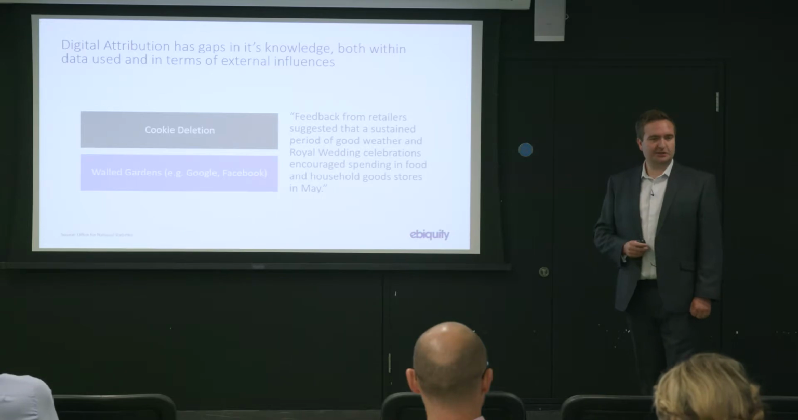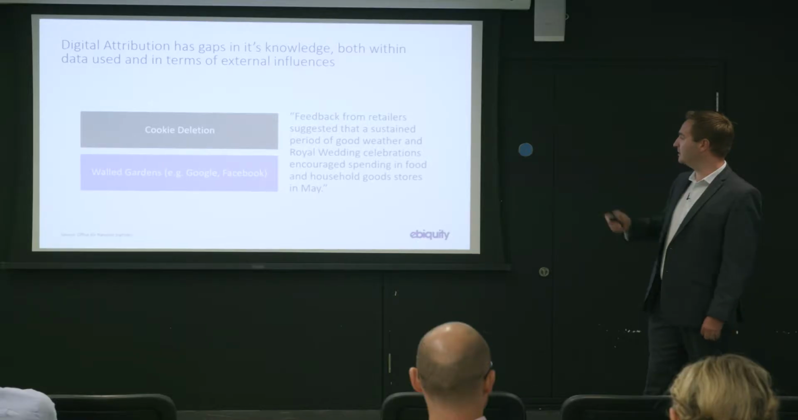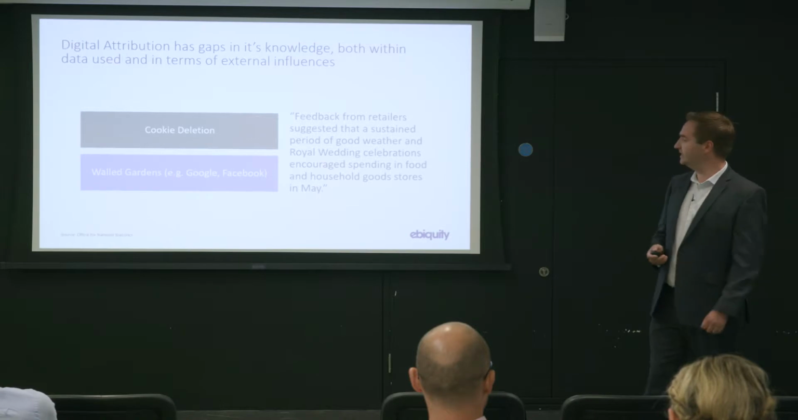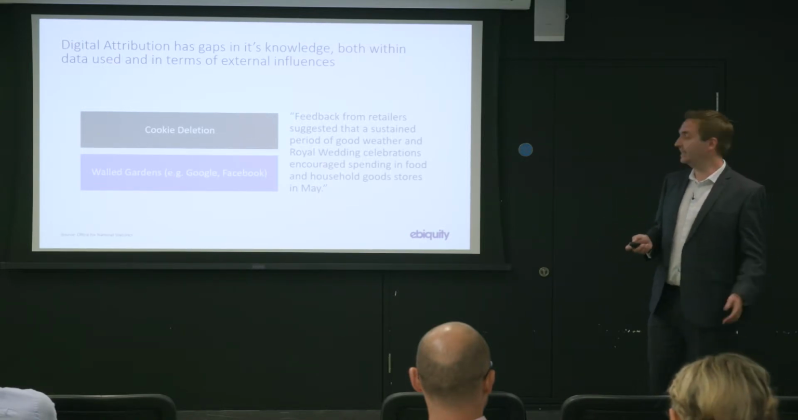And then there's the external factors. I'm sure we've all been in a room where we've looked at performance over a given month and said that was either to blame on the weather or to credit to the weather. Attribution doesn't know what the weather is. So we are missing that part. We are missing those external shocks to our system. The royal wedding, for example, where retail was credited for growing. It wouldn't know that it happened.